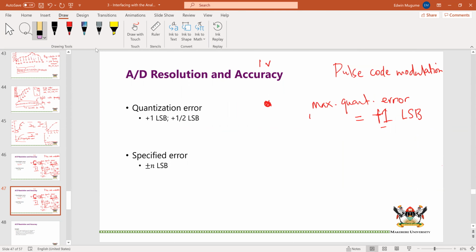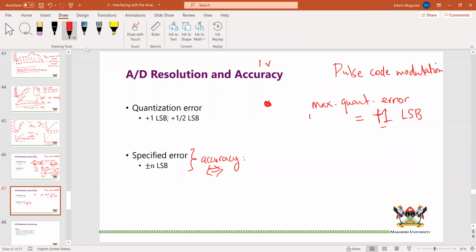Now let us look at the specified error. The specified error is actually something that comes from accuracy. You see, the problem with these things is that they are electronics, and with electronics you could have errors due to components that may no longer perform effectively due to age, due to drift in their performance over different issues, and so on. And so we have an error that comes from the accuracy.